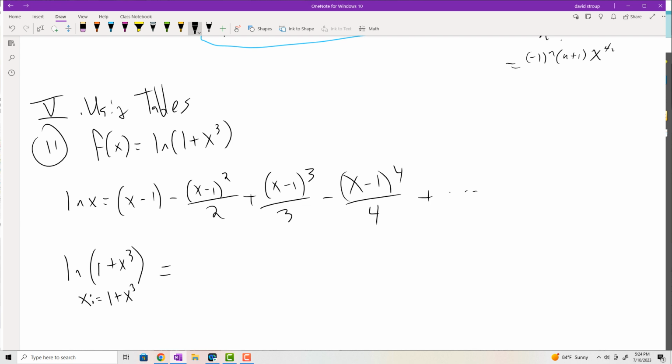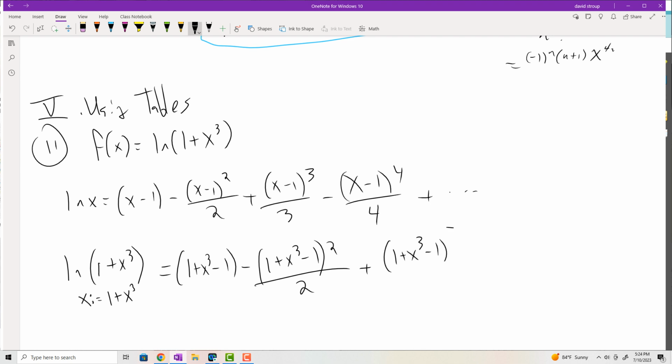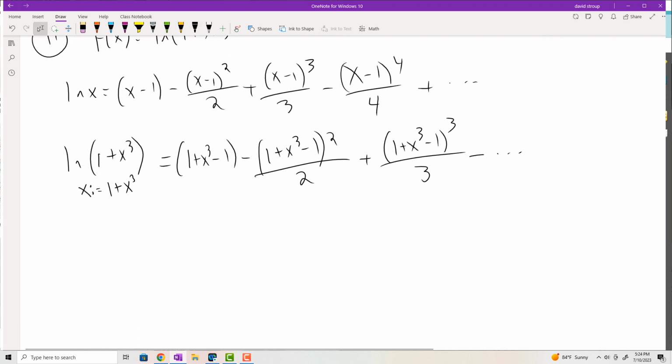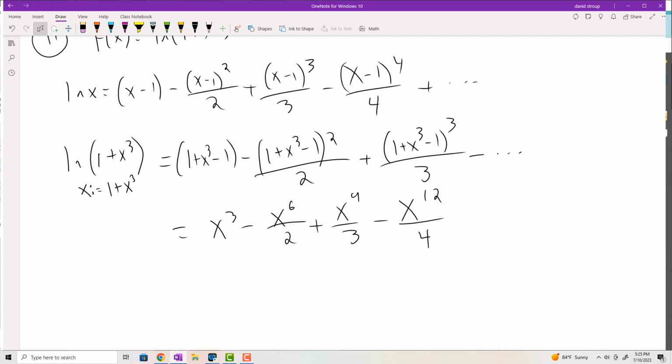Okay, so I'll have 1 plus (x cubed minus 1) minus (1 plus x cubed minus 1) squared all over 2 plus (1 plus x cubed minus 1) cubed all over 3 minus and so on. Simplify that, and it works out nice. You get x cubed minus (x cubed) squared, which is x to the 6th over 2, plus x to the 9th over 3. So I think the next one's going to be x to the 12th all over 4. And then summation notation it.